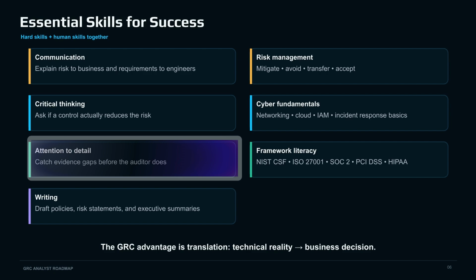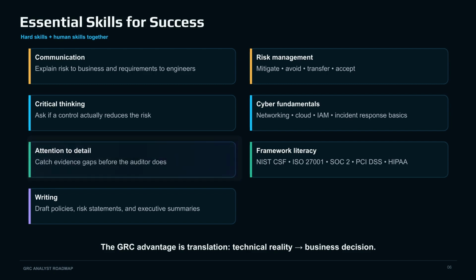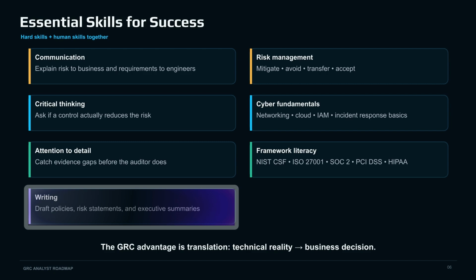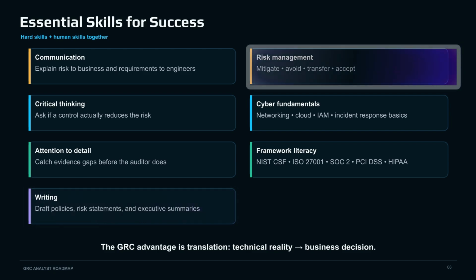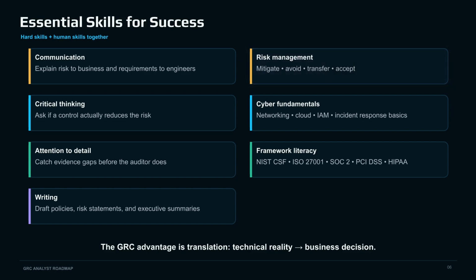Attention to detail is also essential because audit evidence, policies, reports, tickets, approvals, and system records must be reviewed carefully. Writing is another major part of the role. GRC analysts regularly prepare policies, risk statements, assessment reports, remediation updates, and executive summaries. You should also understand risk management options. An organization may choose to mitigate a risk, avoid it, transfer it, or formally accept it. The strongest GRC analysts are able to translate technical information into clear business language. These skills are used through several common GRC tools and work products, which we will examine next.